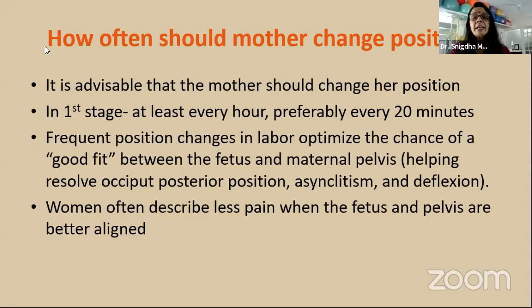And how does the woman know that this is the position which is better than the earlier position? Immediately she will feel less pain because the fetus and the pelvis are now better aligned, and therefore there's not so much struggle for the fetus to come out. And when she changes the position into the optimum position, at that time she will immediately feel much better. So that's a way of knowing that this is the correct position for me at this point of time.